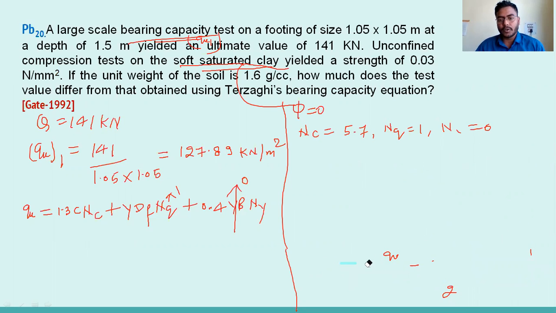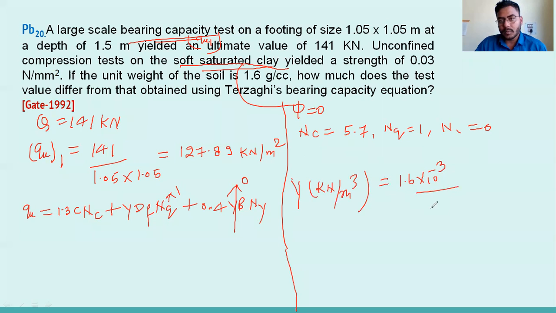So we have to convert to kilonewton per meter cube. Let's see. We have the unit weight of soil, so we have to calculate unit weight in terms of kilonewton per meter cube. So let's write 1.6 gram per centimeter cube. First convert this gram into kg, so 10 to the power minus 3 becomes kg. In the denominator there is a centimeter cube, so we can write this as meter cube.